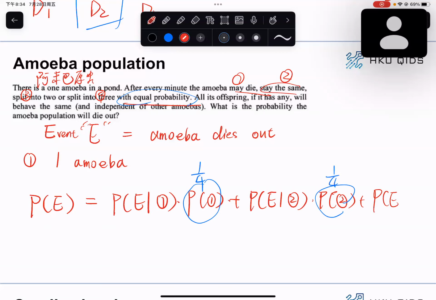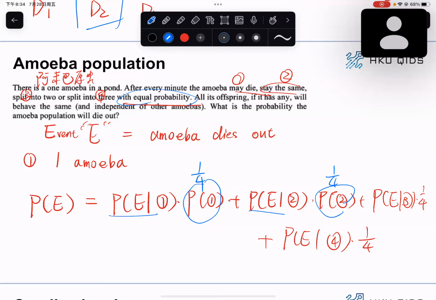And let's go back, and this is 0 multiplied by 1/4 plus probability E conditional on case 4 happening, multiplied by 1/4, right? And now we just need to discuss the result of these 4 probabilities, and then we can get to the answer. So conditional on it dying, the probability that the population dies out is equal to 1, because at the very beginning we only have 1 amoeba, so if it dies, then the whole population dies out. And for the second case, if it remains the same, then this is just probability E.